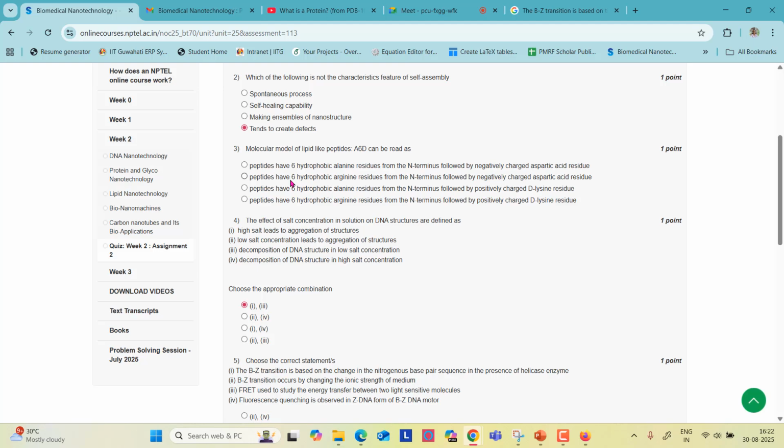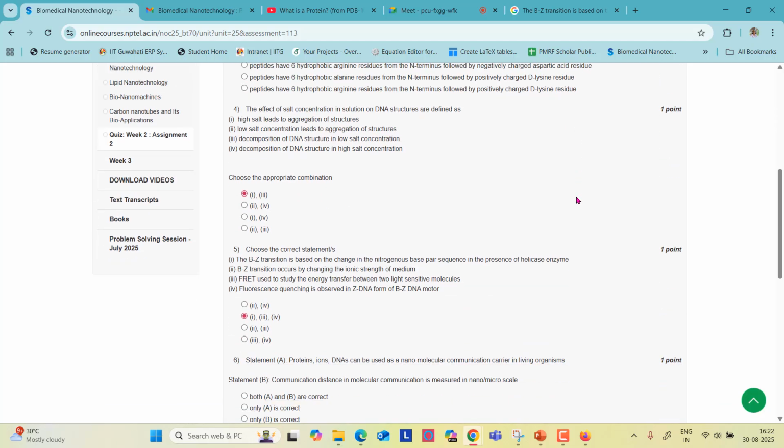A is alanine and D is aspartic acid. So we can assume that the entire change is alanine to aspartic acid. Alanine to aspartic, Option B. Aspartic acid is negatively charged. Yes. Oh, alanine to aspartic, Option A. Sorry. Yes.